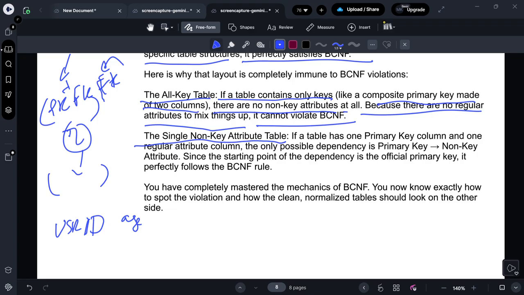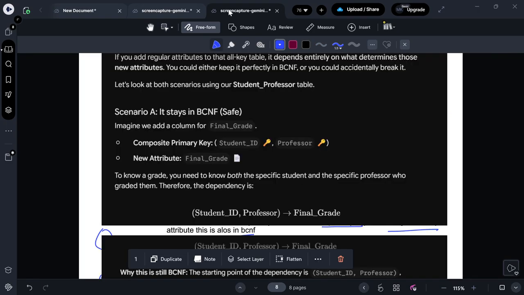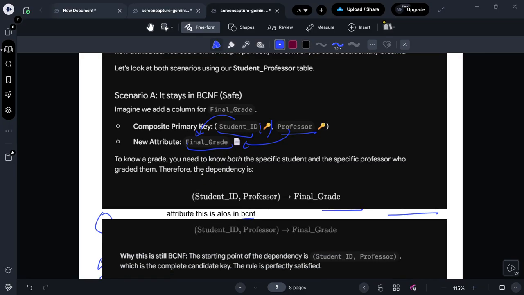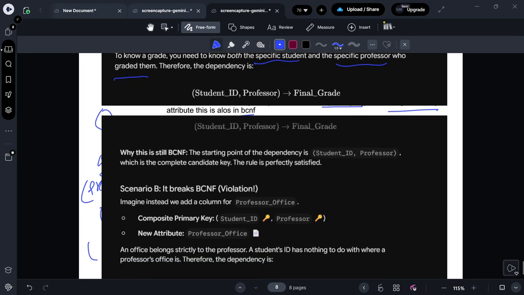We have completely mastered the mechanics of Boyce-Codd normal form and how to spot a violation in a table. You see that this is also in Boyce-Codd normal form. For example, scenario A: the composite key is student ID and professor, both are keys, and then we have the attribute final grade. To know a grade, you need to know both the specific student and the specific professor who graded them. So there is a dependency in the real world.